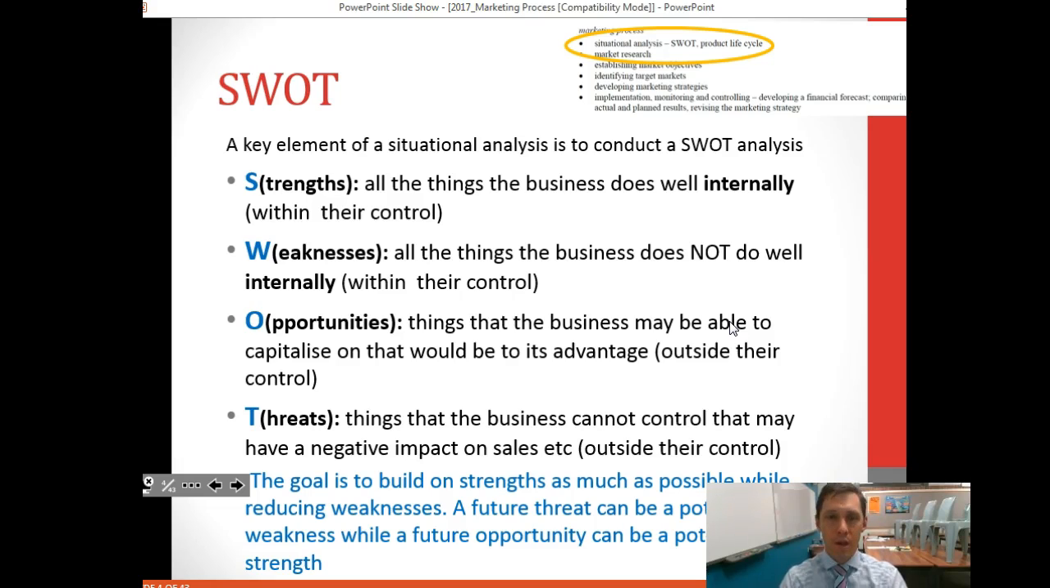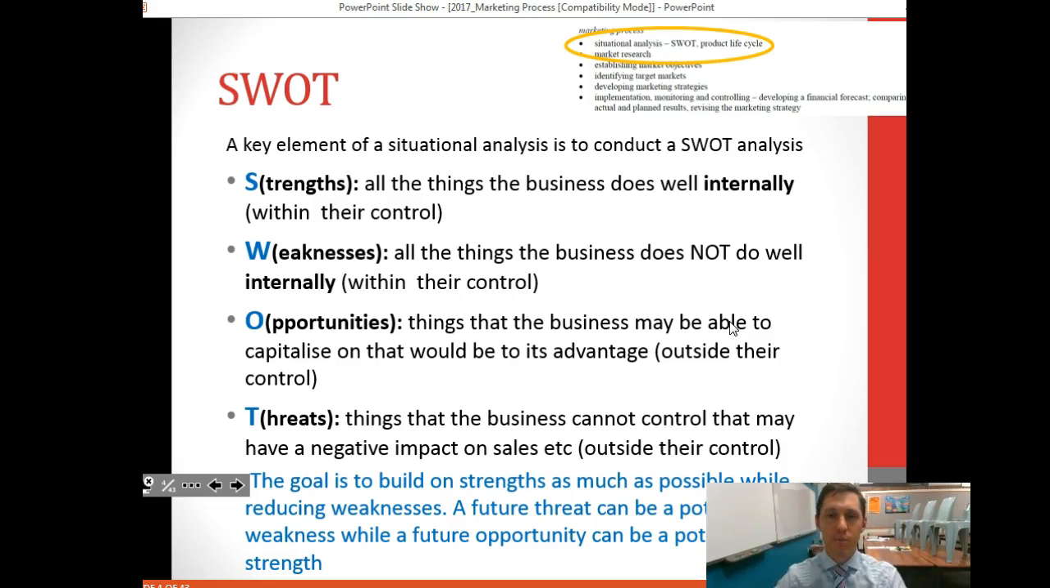In terms of weaknesses, again, things that are within the control of the business that it is not doing very well. For example, it might identify that its staff training is inadequate, or that people at a certain level of management are not competent enough.